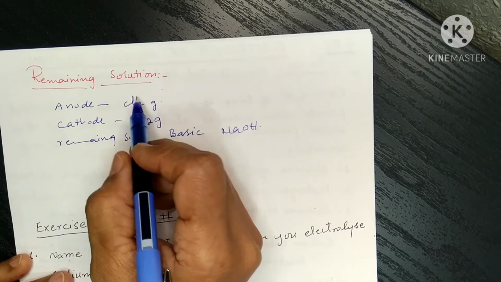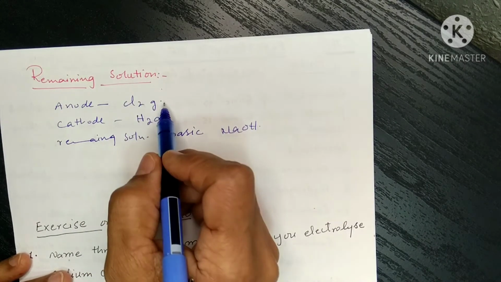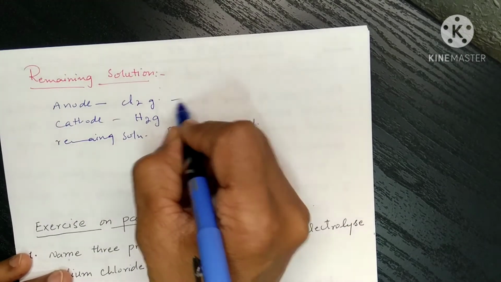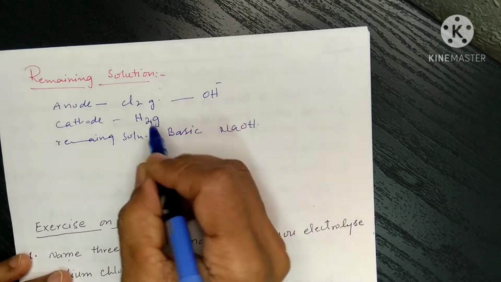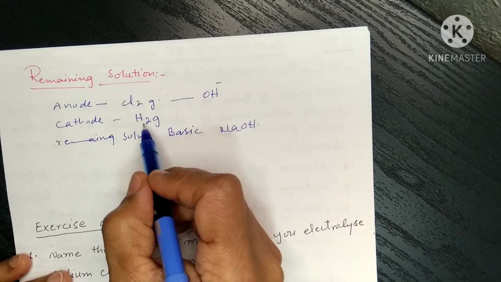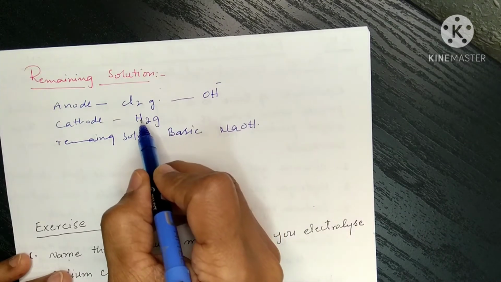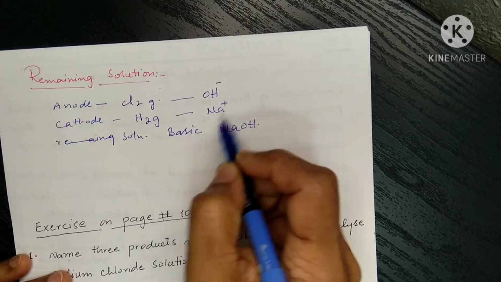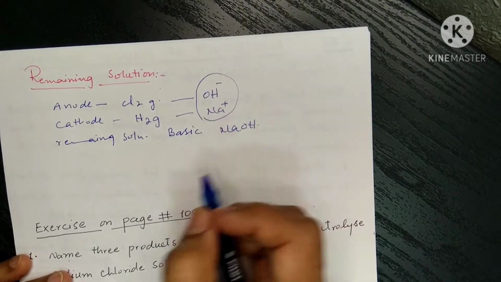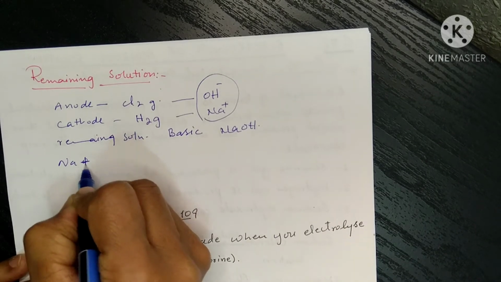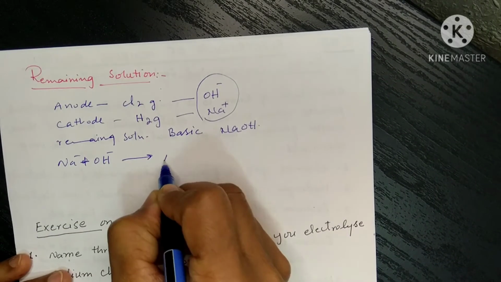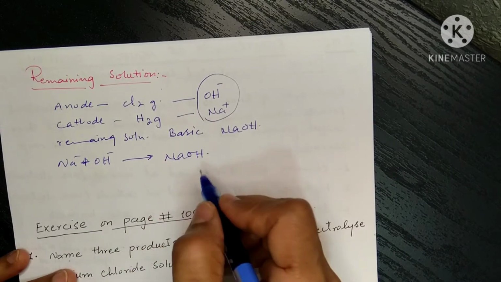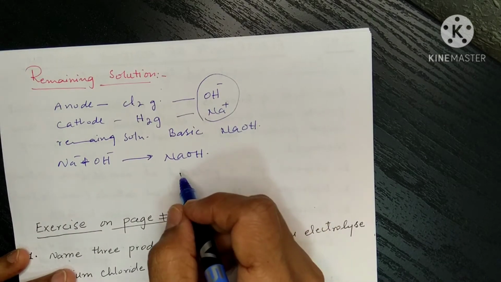At the anode we have two types of negative ions, chloride and hydroxide ions. Chloride ions convert into chlorine gas, and the remaining solution has hydroxide ions. And at the cathode we have two types of positive ions, hydrogen and sodium ions. Hydrogen gas will be released at the cathode, and sodium ions will remain in the solution. Now by the combination of sodium and hydroxide ions, there is the formation of sodium hydroxide. And if we check the pH of the resulting solution, it will be more than 7. It means the solution is basic in nature.